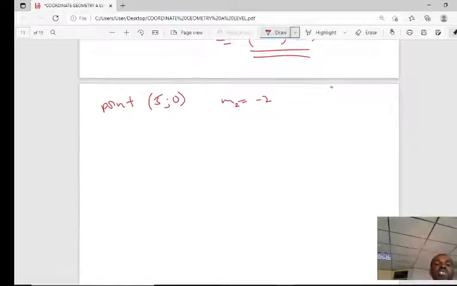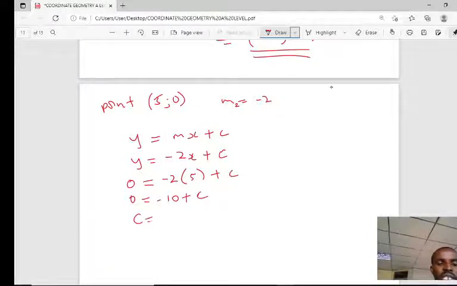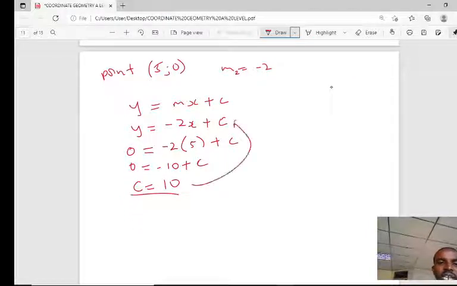Let's find the equation of this perpendicular bisector. It's a straight line, remember? So y is equal to mx plus c. y is equal to -2x plus c. Then using the point, you put y is 0, -2 times 5, plus c. Then it will be 0 is equal to -10 plus c. You get c is equal to 10. Done. Then for the equation of the line, you just replace here. y is equal to -2x plus 10.